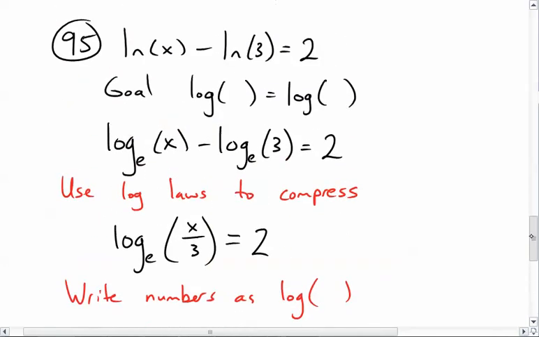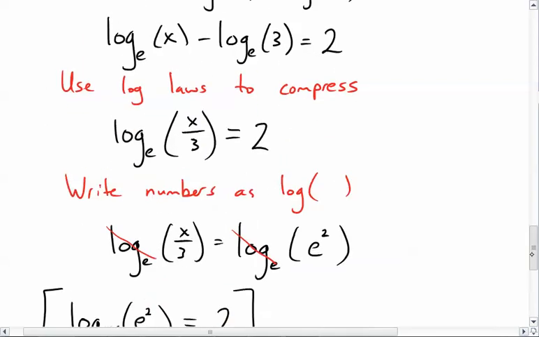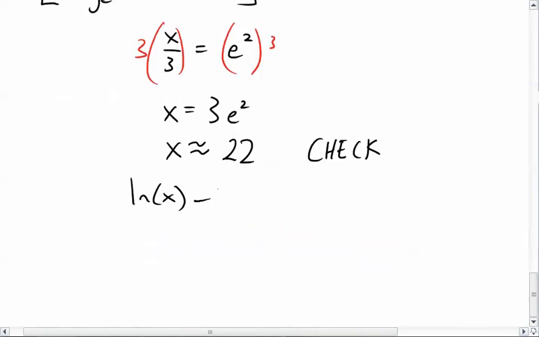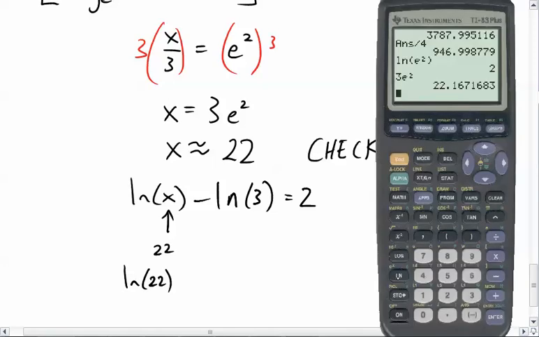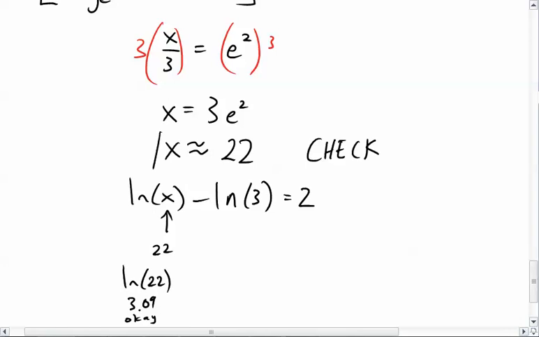And you should always check your answers to a logarithm to make sure that it doesn't provide you with an extraneous solution. Make sure it's defined. So the original question was ln x minus ln 3 equals 2. Okay, so when we put the number 22 in here, ln of 22 is 3.09. So that's okay. We didn't get a non-real answer. Okay, so that means that this really is an answer. We should check the other ones above too.